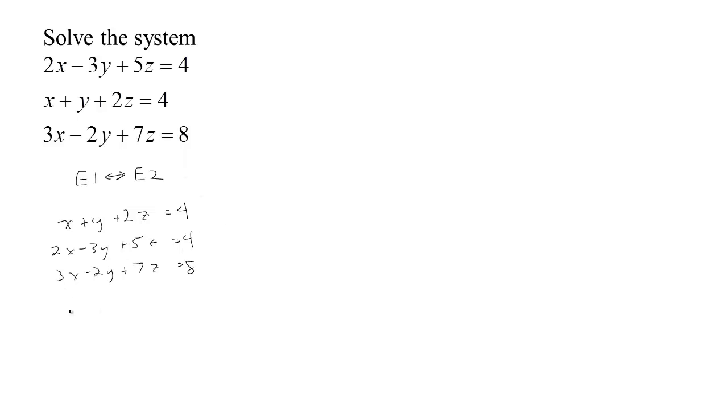Okay, so we can see again what we need to do is to take negative 2 times equation 1 and add it to equation 2 to get a new equation 2 that doesn't have an x in it. And we'll take negative 3 times equation 1 and add it to equation 3 to get a new equation 3 that also doesn't have an x in it. When I do that, again, I'm not changing the first equation, so x plus y plus 2z is still equal to 4. But now I'm taking negative 2 times the first equation, adding it to the second equation to get a new second equation. So 2x minus 2x is nothing.